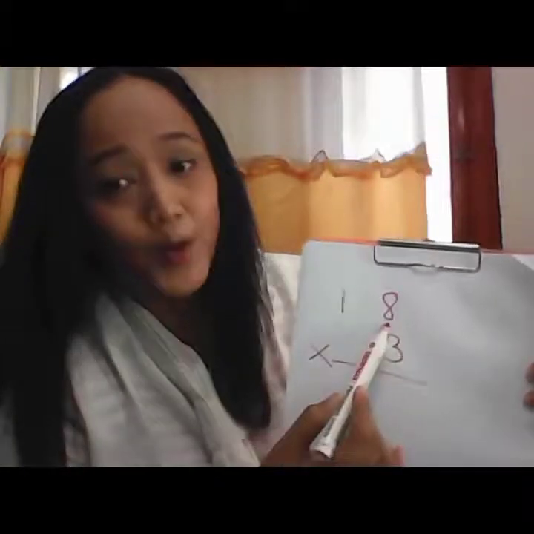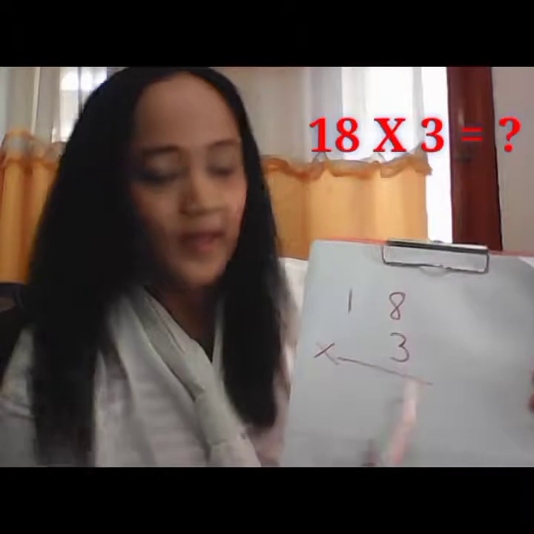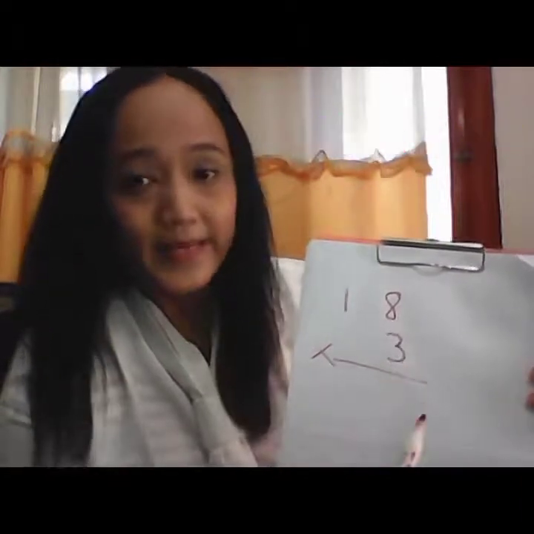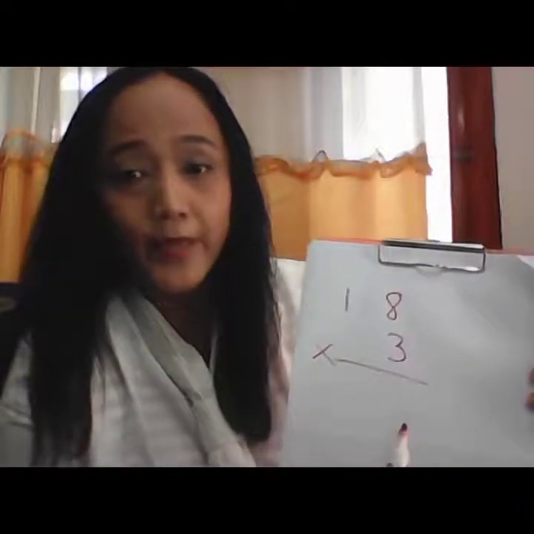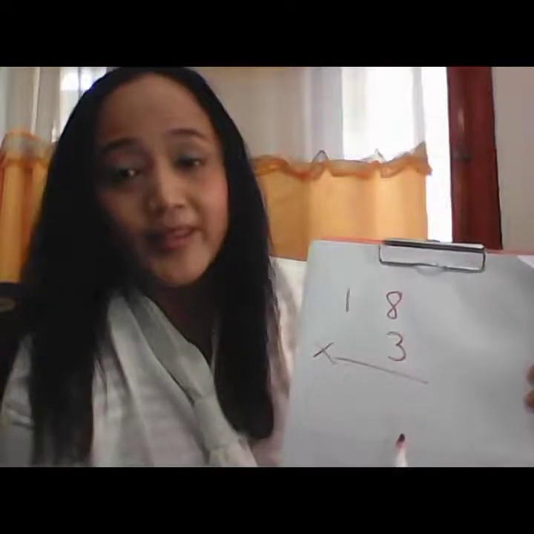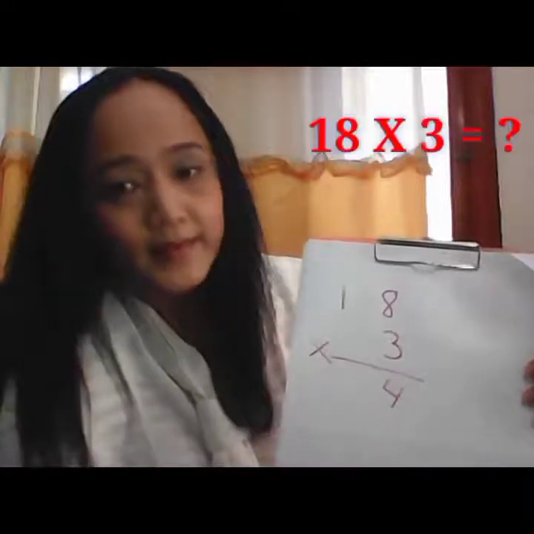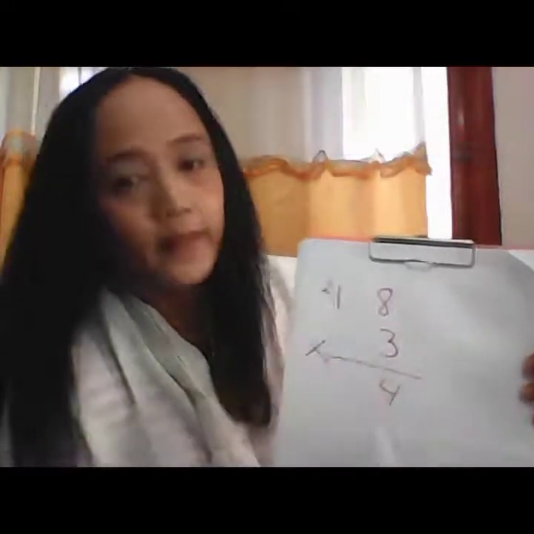8 is the ones and 1 is the tens. 8 ones times 3 equals 24 ones. We regroup 24 ones into 4 ones and 2 tens.